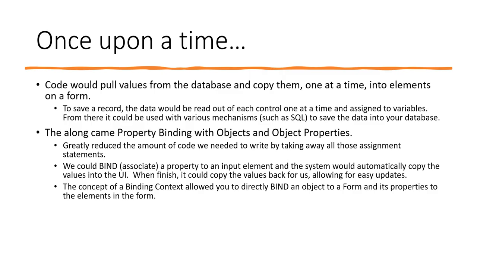So what we do is we associate or bind the property, and it just copies back and forth for us. Really cuts down on the amount of work we have to do and the amount of code we have to write, and of course, the opportunity for us to make errors and boo-boos in all the code that we manually put together, right? So directly binding an object to a form, and then the binding context with that in place allows us then to easily assign properties of the object to the different elements of the form, right? So the object is bound to the form, the properties to the elements in the form.